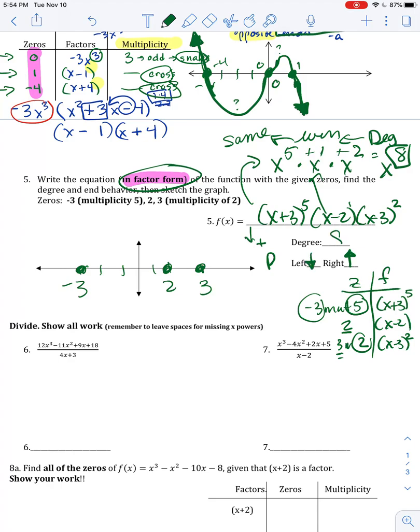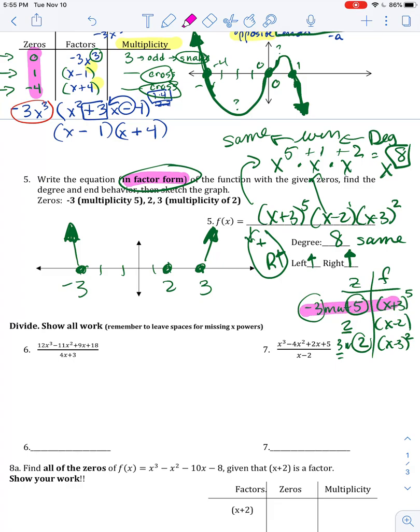So my right is going to go up. I'm sorry, because I have a degree of 8, they're going to do the same thing. So once I know the right is going up because this is positive, the left is going to go up as well. So this end's going to go up. This end's going to go up as well.